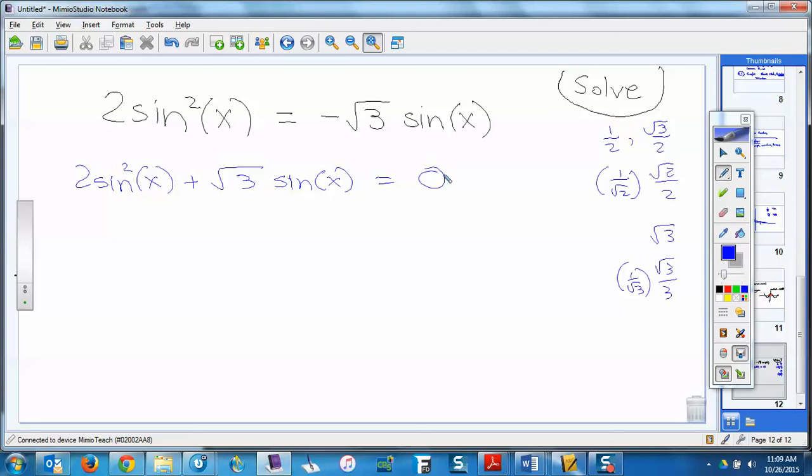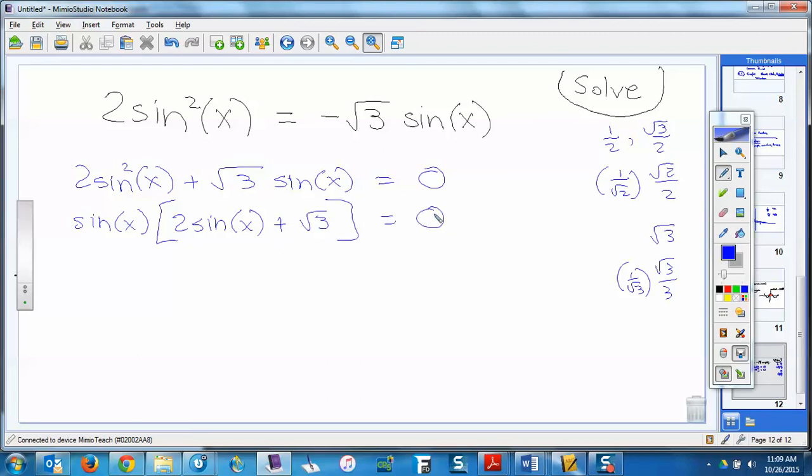No. I thought I could have sworn somebody said it. It starts with an F. Factor out the sine. And then we get sine x times 2 sine x plus root 3.